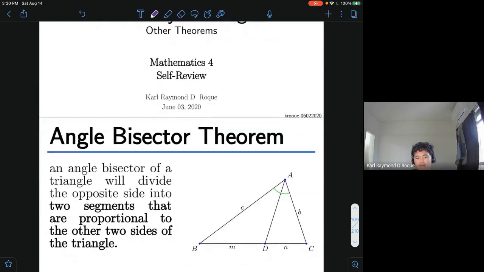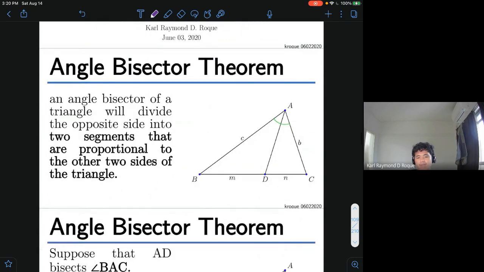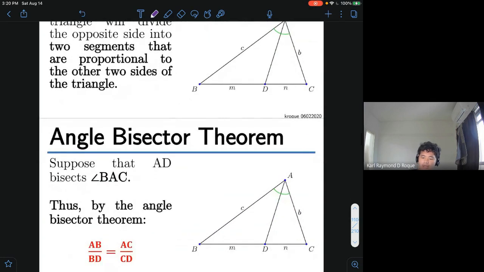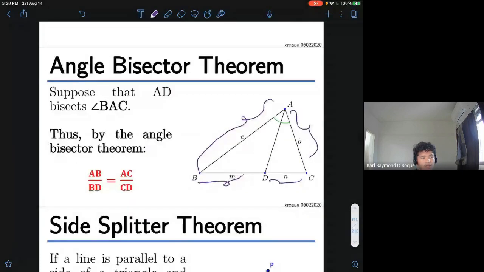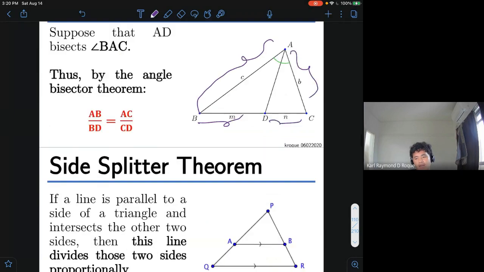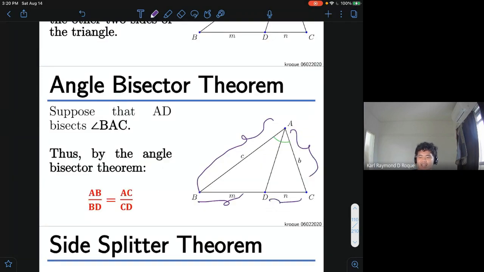Other theorem, angle bisector theorem. Angle bisector of a triangle will divide the opposite side into two segments that are proportional to the other two sides of the triangle. Bale, ito is to this equals ito is to this. Yun yung ibig sabihin. Napaka-powerful niyan. Marami pang ibang stuff about this. Pero advanced na yun.